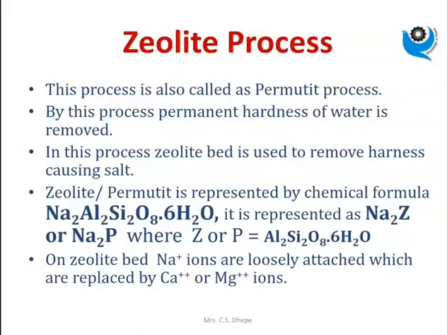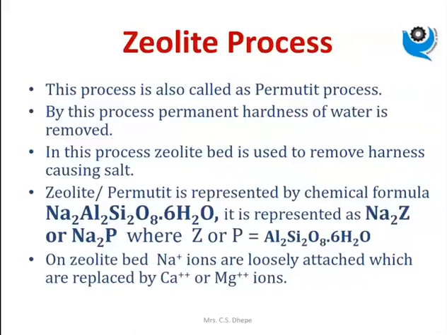Now come to our process, that is the zeolite process. This process is also known as the permutit process. By this process, permanent hardness of water is removed. In this process, a zeolite bed is used to remove the hardness causing salts.